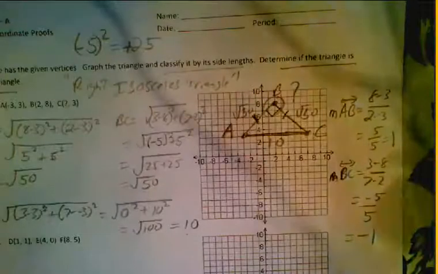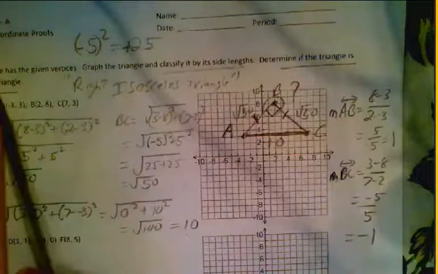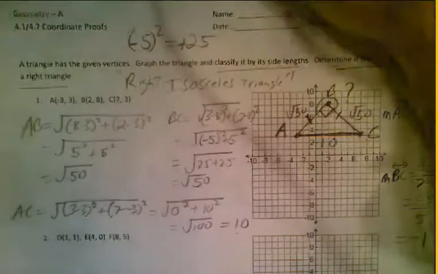Okay? So find your distances. See what type of triangle it is by its lengths. Find slope. See if there's a right angle hiding in there. If there's a right angle hiding in there, that'll tell you if you have a right triangle. And the rest should be just a matter of doing the calculations properly.